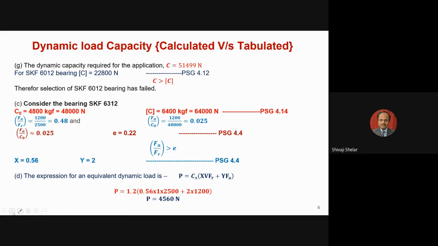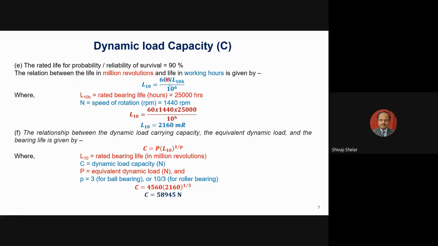Next step, again we will do the calculation of required dynamic capacity. The rated life will not change because we have not changed the life. The L10 life will remain the same as 2160 million revolutions. The dynamic capacity will change because your equivalent dynamic load P has changed, so the required capital C value will change. The capital C value required here is 4560 into 2160 upon 1 by 3. So this capital C value comes out to be 58,945.